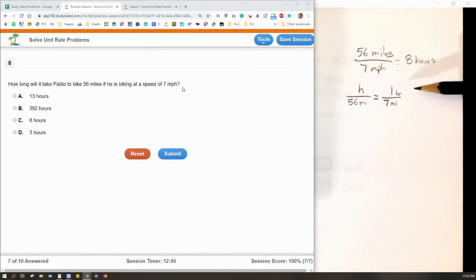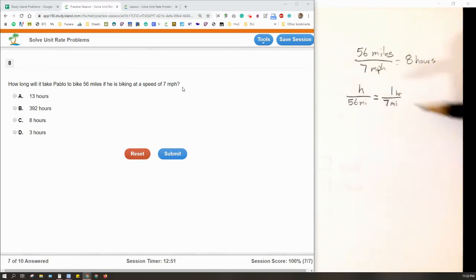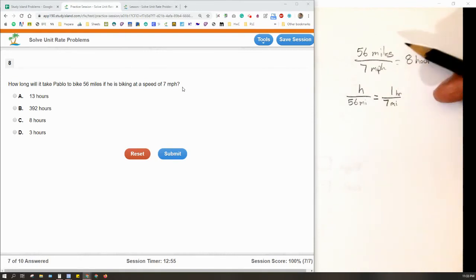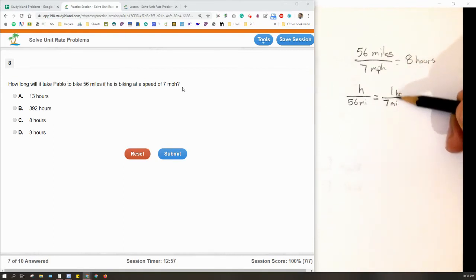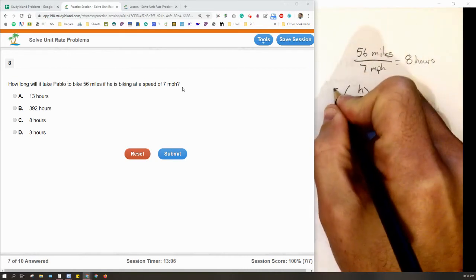As I'm setting up a proportion, you need to match up your units. Notice that both the numerators represent hours and both the denominators represent miles. Because I started with my variable in the numerator and it was hours, I had to put the 1 hour in the numerator also so that they matched up. Now I can solve this by multiplying both sides by 56.